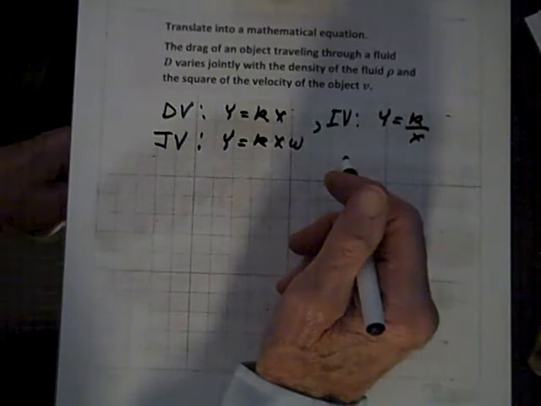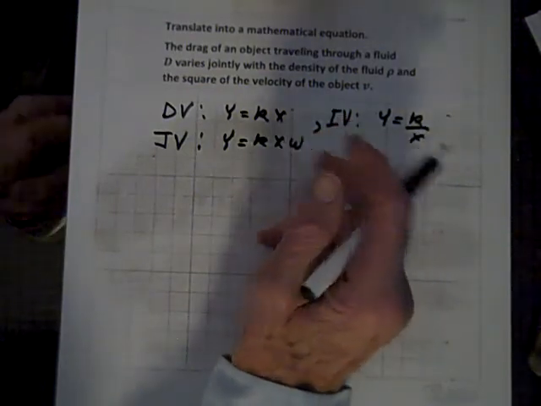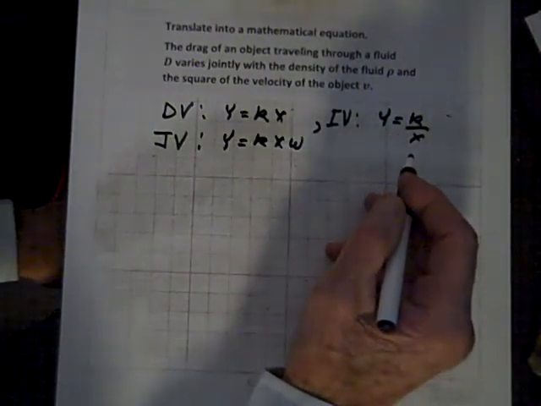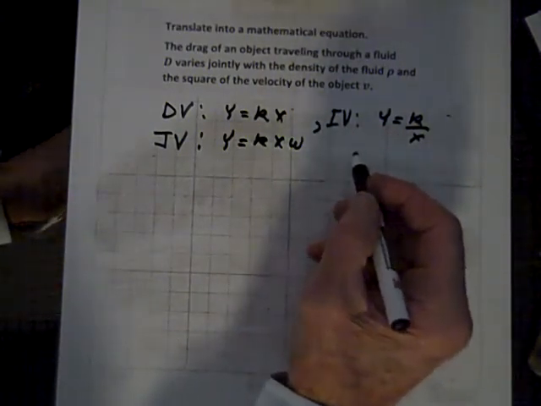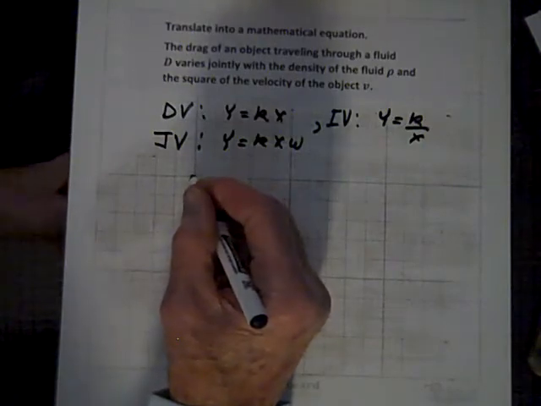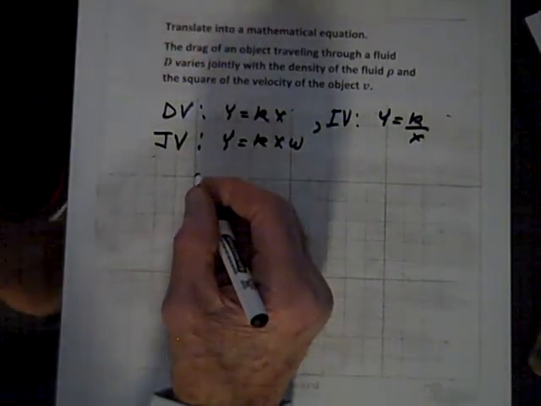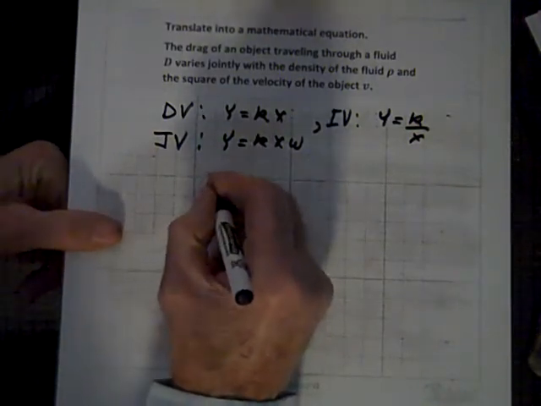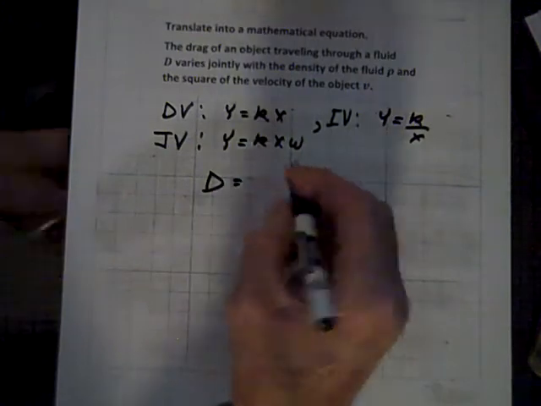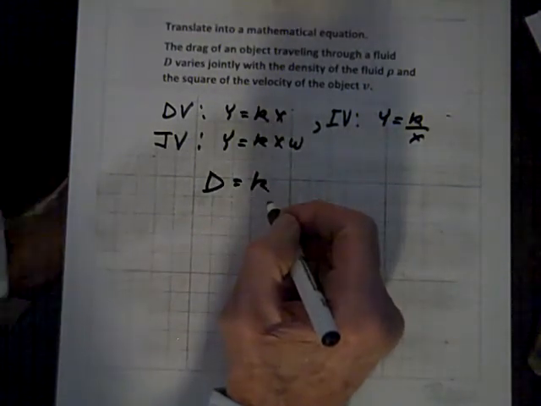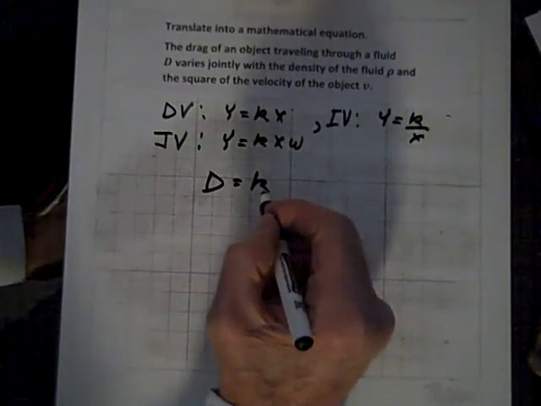Those are the three different forms, and you can square x or square w, and you can have the inverse of x squared and so on. But let's do what they ask us to do here. The drag of an object traveling through a fluid, D. So we've got D. They tell us exactly what we need to do. And by the way, there's always this k. That's called the constant of proportionality. So that will always be there.